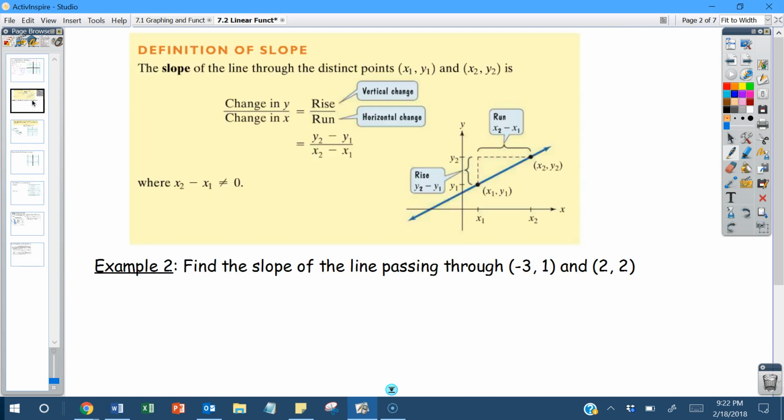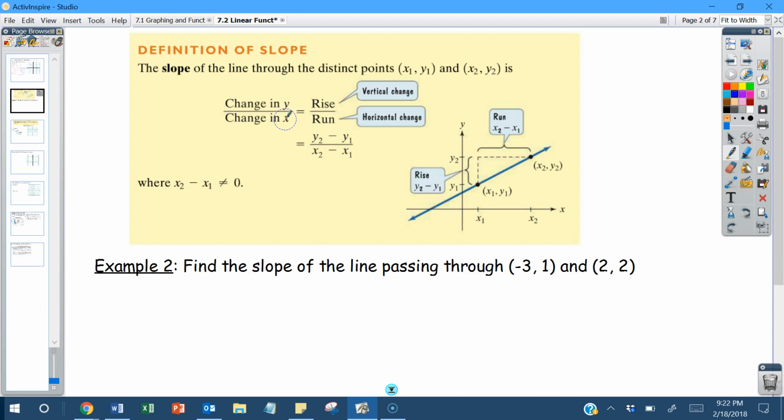I want to talk about slope, and we're going to get to another method. We're going to use the slope of a linear equation to graph the line. Slope we define as the change in y over the change in x.